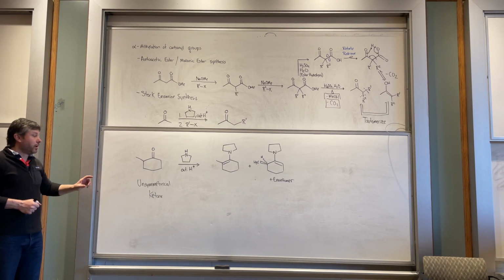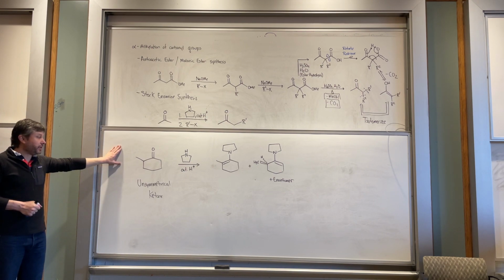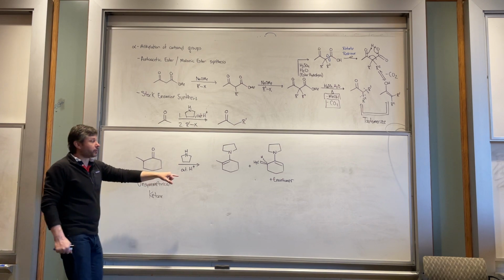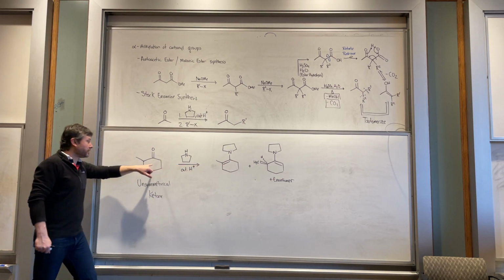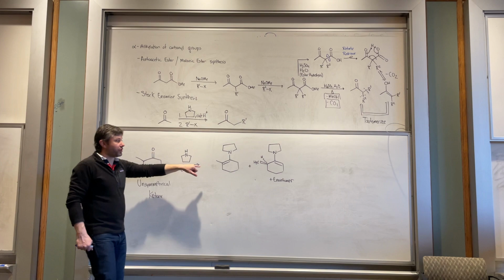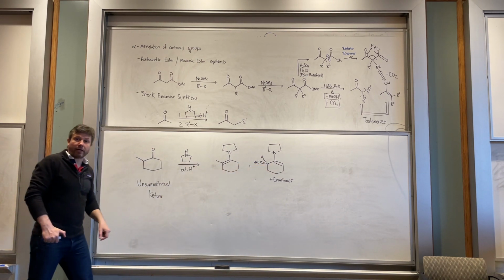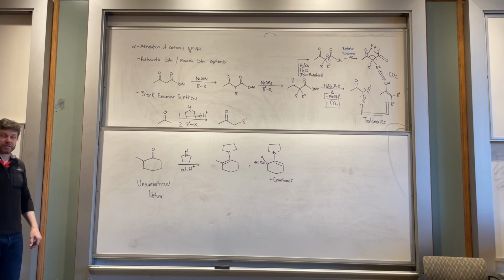For this enamine question, we have an unsymmetrical ketone, so when the enamine forms, the double bond can form down the left-hand side towards the methyl group, or the double bond can form down the right-hand side, and we get a mixture of regioisomeric enamines. Which one is most likely?